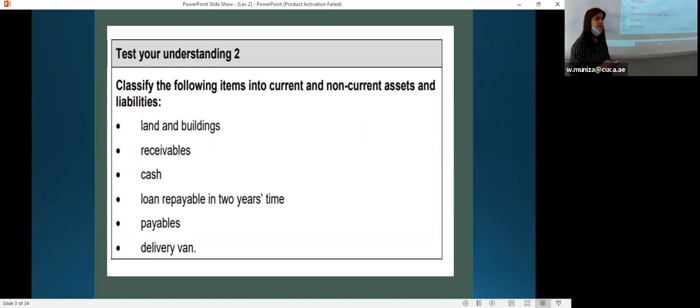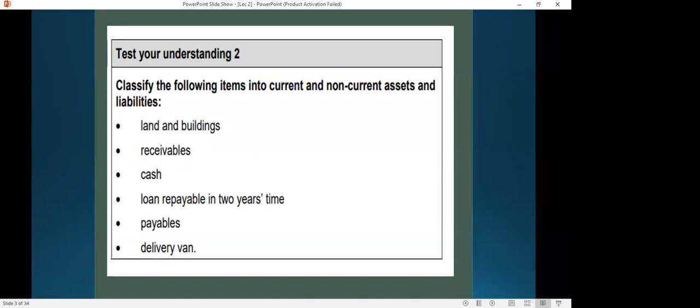Then, students, loan repayable in 2 years' time. So loan repayable is a liability. But because it has to be paid over a period of more than 12 months, that is why it is a non-current liability. Very good.